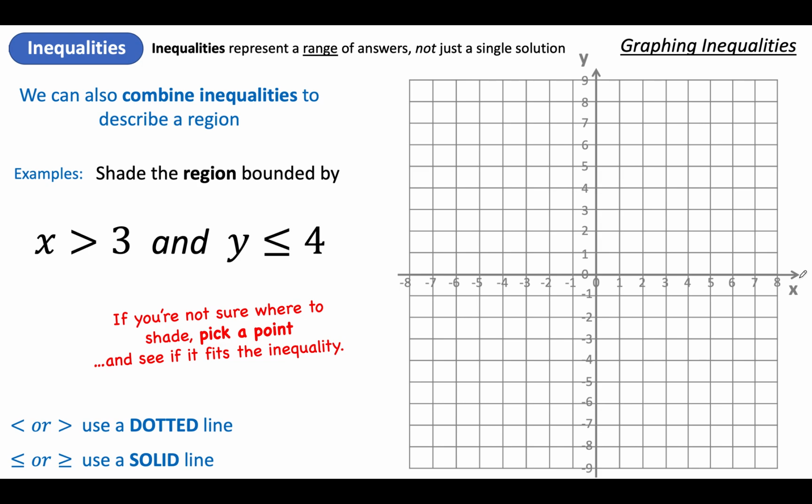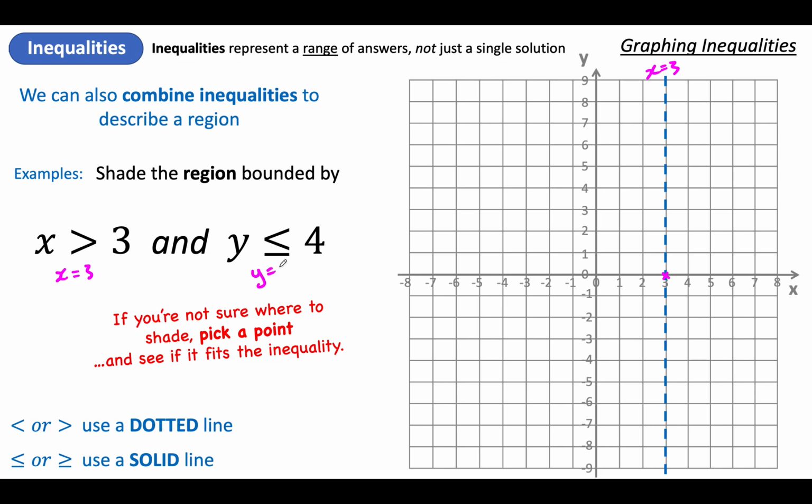So shade the region, this time bounded by two separate inequalities. X is greater than 3, y is less than or equal to 4. So we're starting to do stuff a little bit differently now. Firstly, again, just work with the straight lines. Pretend it's x equals 3. The x-axis is there at 3. It's a vertical line going straight through, and it's dotted because it's greater than. So x equals 3. And this one, y is less than or equal to 4.